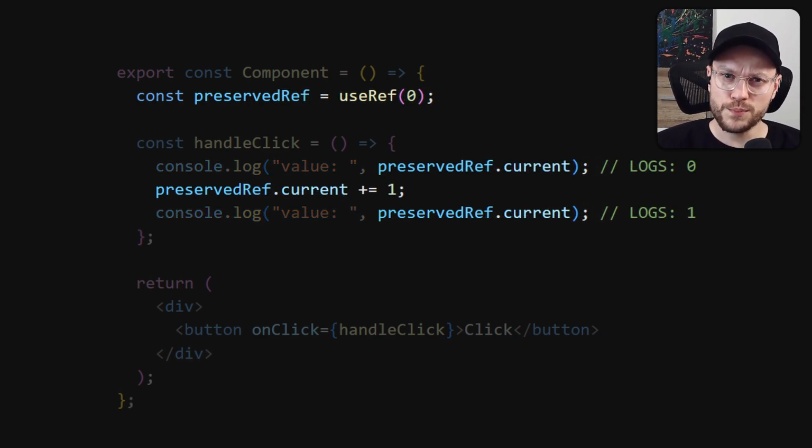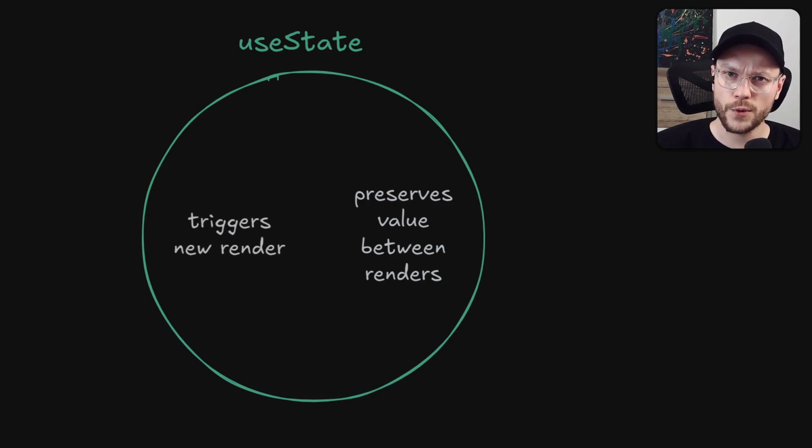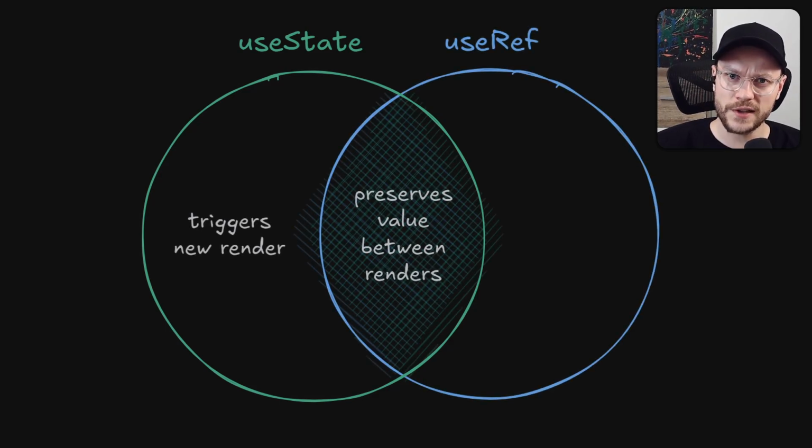But one thing that is missing in refs is that changing ref value doesn't trigger new render. So useState can help us to preserve state between renders, and it triggers new render, while useRef also preserves state, but it makes the updates immediate. So why not try to combine them together?